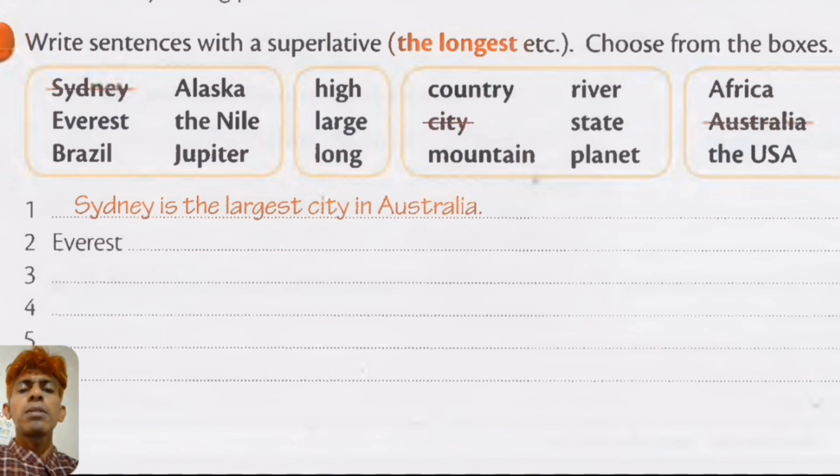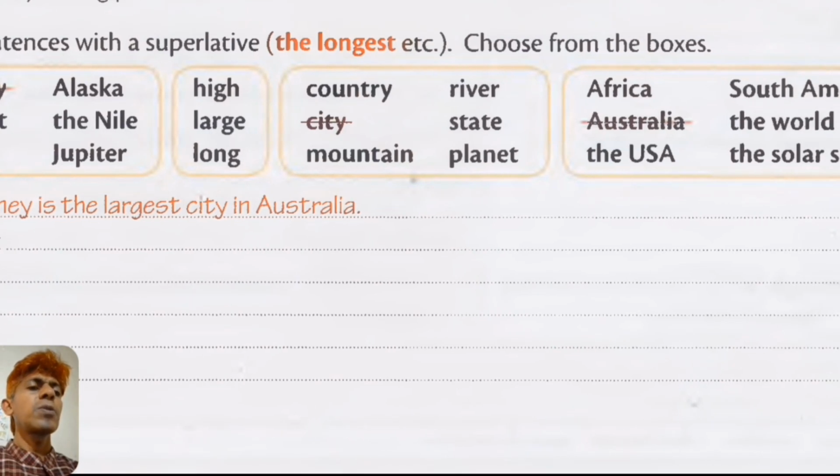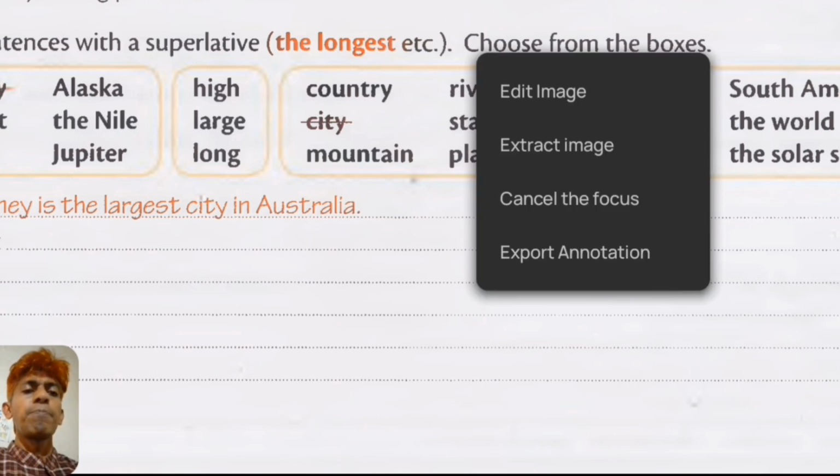Sydney, first box. Sydney, Everest, Brazil, Alaska, the Nile, Jupiter. Next box. High, large, long. Next box. Country, city, mountain, river, state, planet. Next box. Africa, Australia, the USA, South America, the world, the solar system.